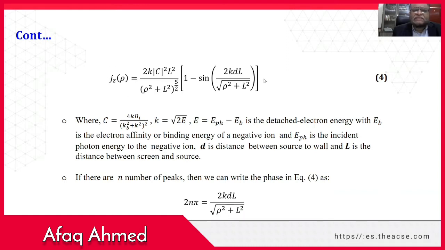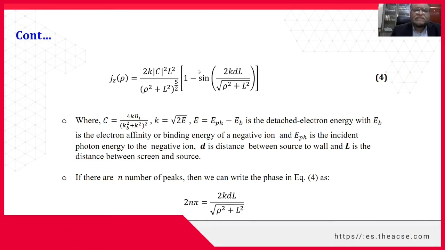This final expression clearly shows that the electron density is a sinusoidal function that has an oscillatory behavior. It contains some ripples. As we increase the value of k, which depends upon the photon energy, the number of peaks in this expression also increases. In this expression, C is the same as we have already defined, and k is related as k square over 2 equals E photon minus E_b, that is the detached electron energy.